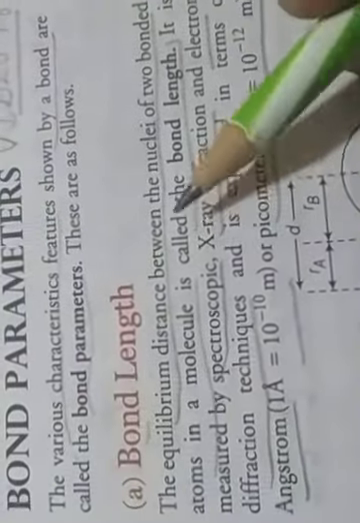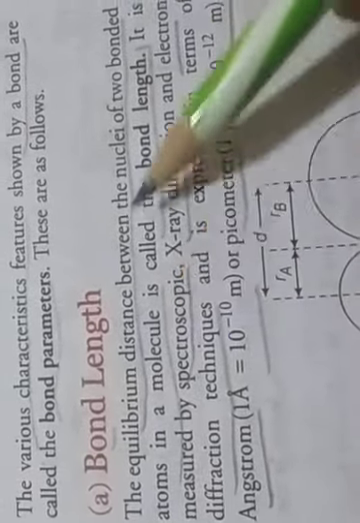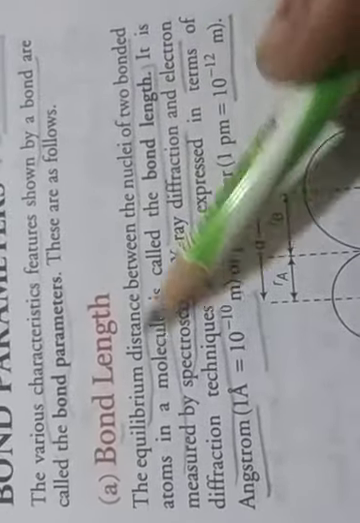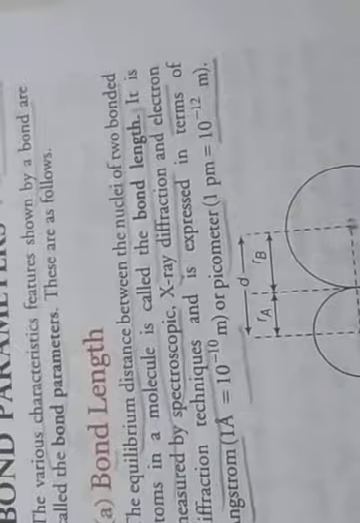The next NCERT question is: define bond length. The equilibrium distance between the nuclei of the two bonded atoms in a molecule is called the bond length. Like here, this is the equilibrium distance between the two nuclei of the two bonded atoms in a molecule, called the bond length.